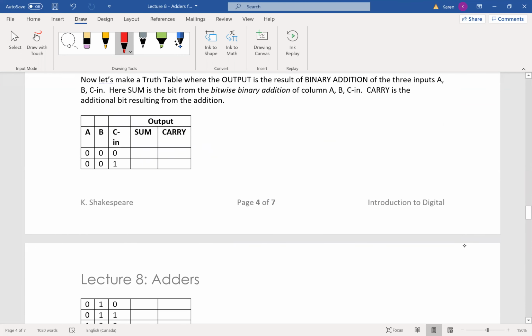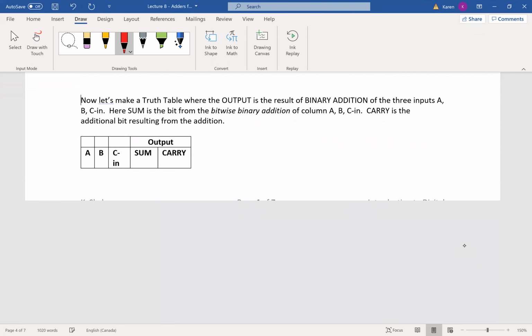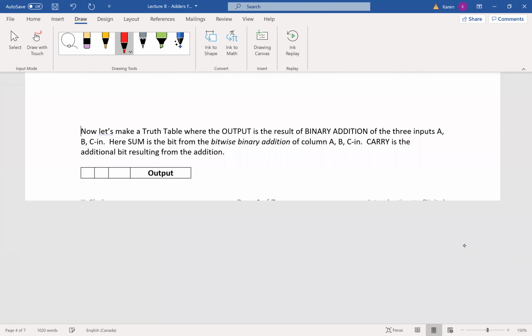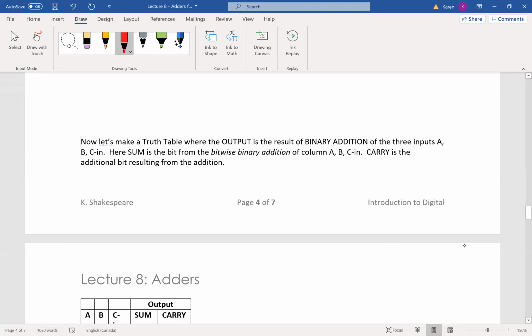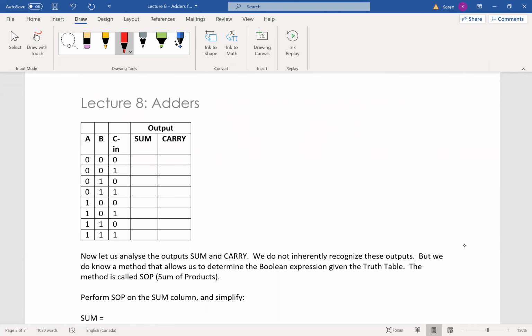So now let's fill in our truth table. This is just what we had above. Any 3 inputs into a truth table are going to look like that. So now we get to do our binary addition.